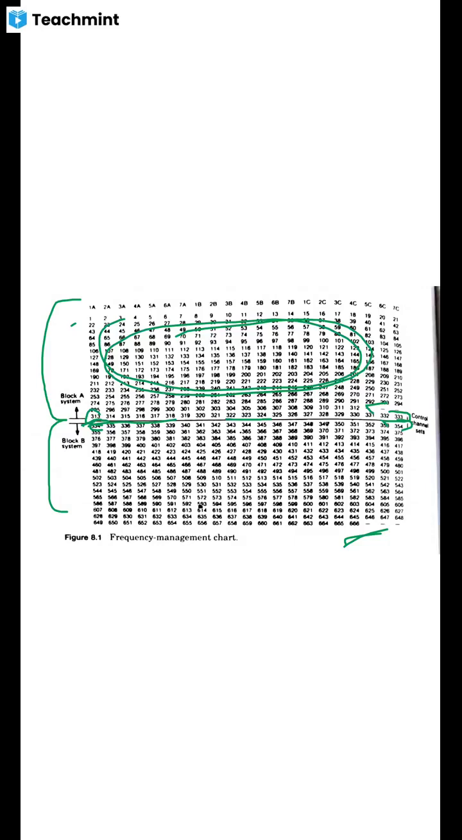When the call is initiated, they will scan for the voice channels which are idle in block B, select an idle voice channel, and allocate it for the call. So this is how the numbering is given. The total channels are divided with this type of numbering into block A and block B. This is about numbering the channels.